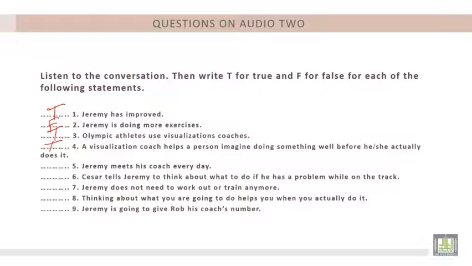Number 5. Jeremy meets his coach every day. This statement is true. Number 6. Caesar tells Jeremy to think about what to do if he has a problem while on the track. This statement is also true. Number 7. Jeremy does not need to work out or train anymore. This statement is false because actually Jeremy does need to work out or train. Number 8. Thinking about what you are going to do helps you when you actually do it. This statement is true. The last statement. Jeremy is going to give Rob his coach's number. This statement is false because Jeremy refused to give Rob his coach's number.